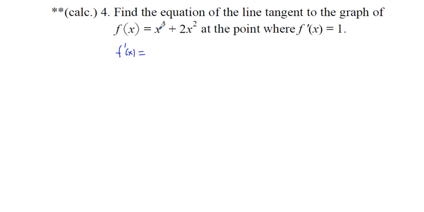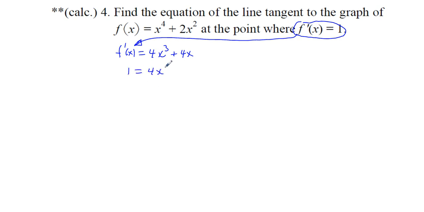So what is the first derivative here? Well, that's going to be 4x cubed plus 2 times 2 is 4x. And then we say where f prime of x equals 1. So we need to go ahead and take this 1 and plunk it right here. Okay? So we have 1 is equal to 4x cubed plus 4x.